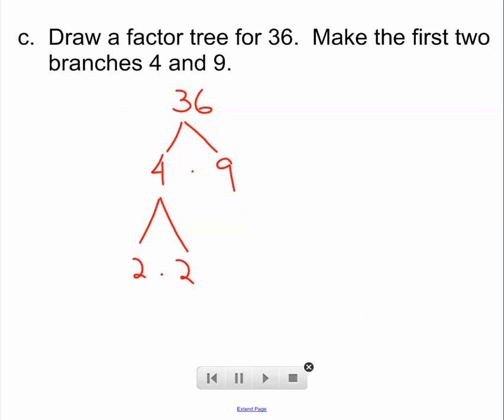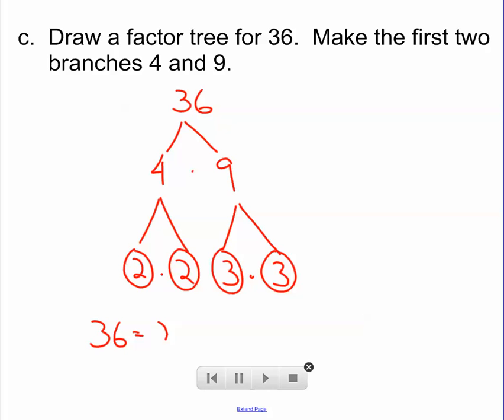And then you break down 4 into factors, and you break down 9 into factors. Now, the reason I've circled the 2's and the 3's is because they are prime numbers. And once you get down to prime numbers, you can't break them up into any more factors. So here's the prime factorization of 36: 2 times 2 times 3 times 3. 2 times 2 times 3 times 3 will give you 36.